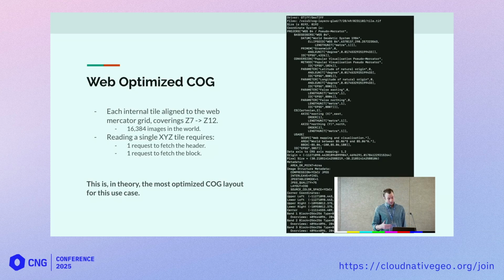This, again, is a web-optimized COG. It's at zoom 7. There's 16,384 zoom 7 tiles in the world. So if you wanted to create a global tile map, or a global web map with this data, you'd have that many images.